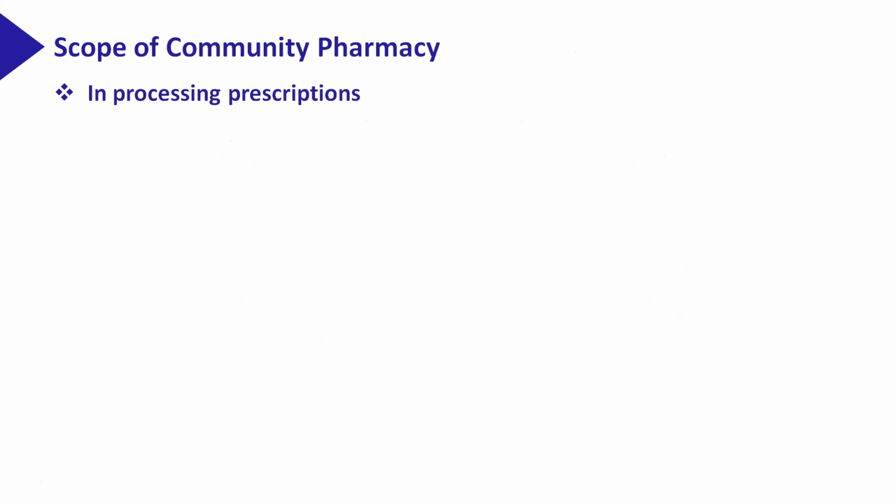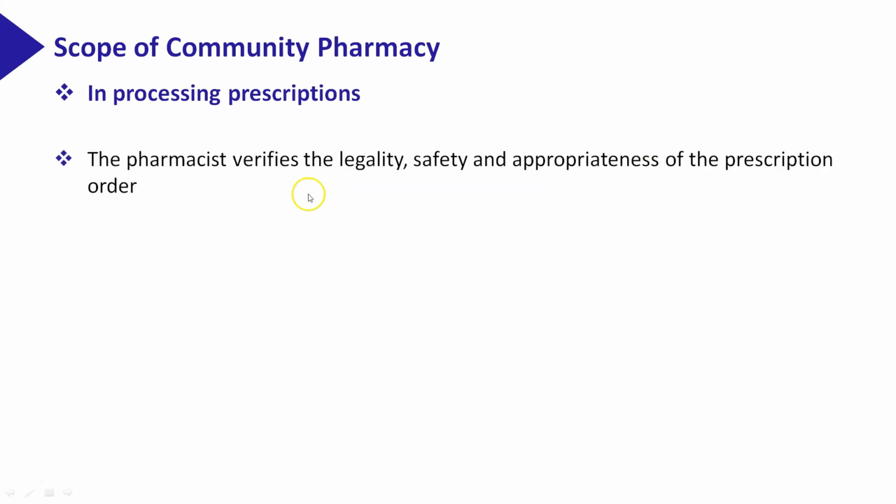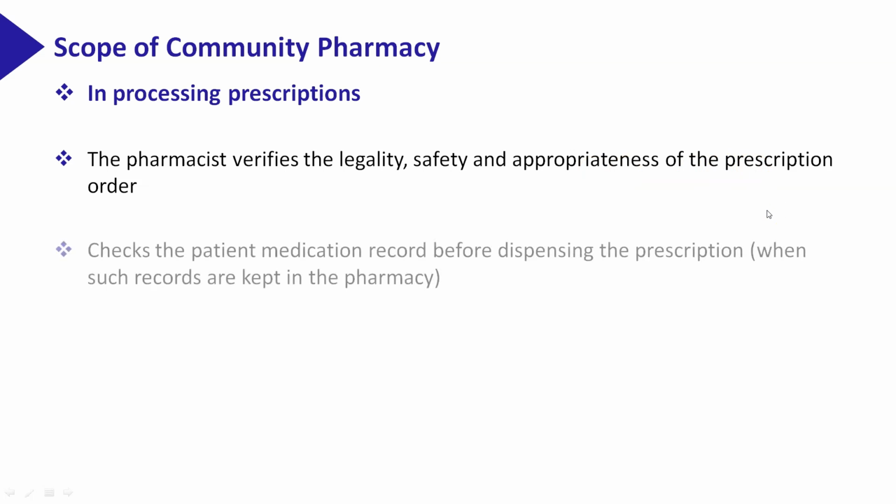In processing prescriptions, the pharmacist verifies the legality, safety and appropriateness of the prescription order. Whenever the prescription is received by the pharmacist, he verifies the legality, whether the prescription is legal or not. That is the first thing that comes to the mind of the community pharmacist. And he checks the safety profile of the drug therapy, and the appropriateness of the prescription order, whether it is appropriate or not. These are the first things in processing prescriptions.